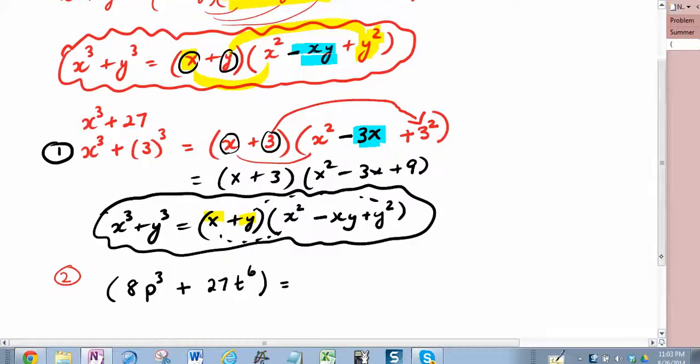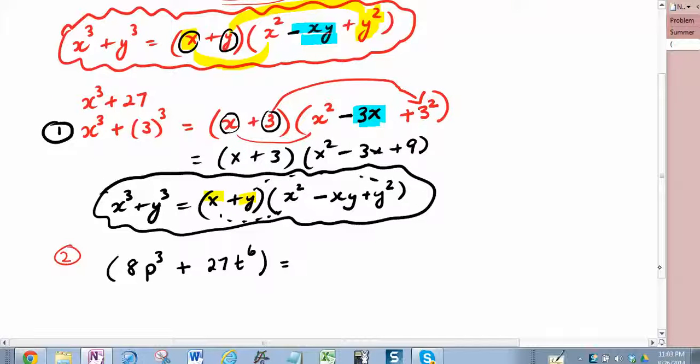And I'll look at that and I go, oh my gosh, those are really dreadful things, until I notice, oh, I have got the cube of what? Oh, the cube of 2p, because when I cube 2p times 2p times 2p, I get a grand answer of 8p cubed. And this is the cube of 3t squared, because 3t squared will give me 3 times 3 times 3 is 27, and t squared times t squared times t squared will give me t to the 6th. So once I recognize it as a sum of two cubes, it's easy.